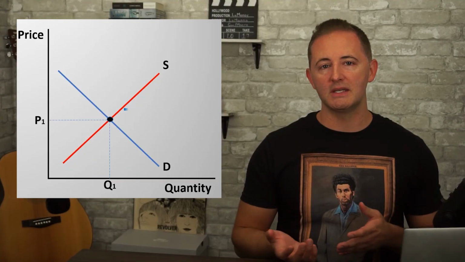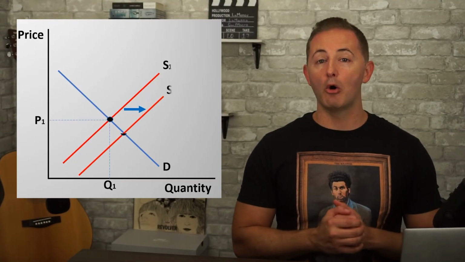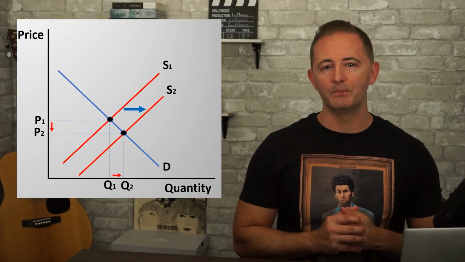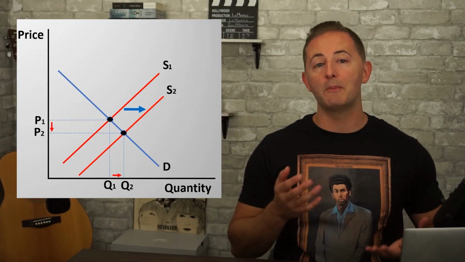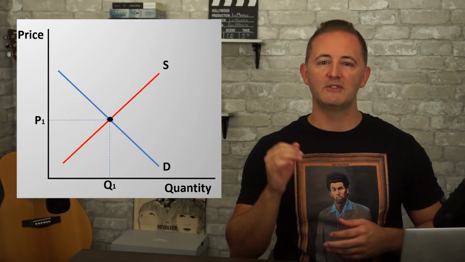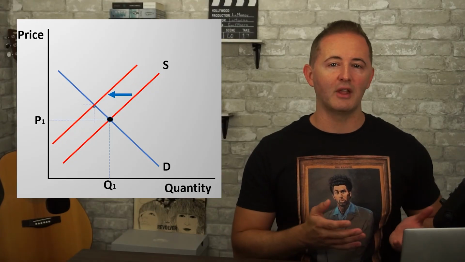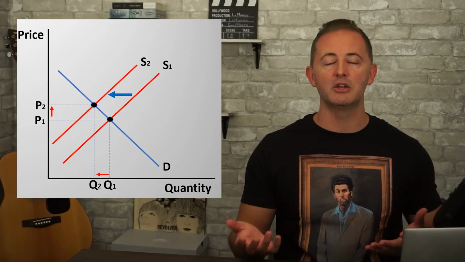If supply increases, it shifts to the right. This leads to a lower price and an increase in quantity. So notice that P and Q move in opposite directions of each other. If supply decreases, it shifts to the left, and this increases the price and decreases the quantity. Okay, so I know I went through the shifts fast, but that's a section you definitely want to practice. Draw the models, draw the shifts, just practice drawing.